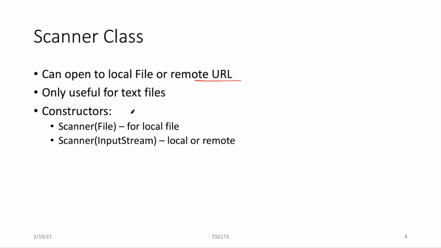There are a number of different constructors, but these are the two workhorses. One is I can give it a file in its constructor for a local file, or I can give it something called an input stream, which can be either local or remote.